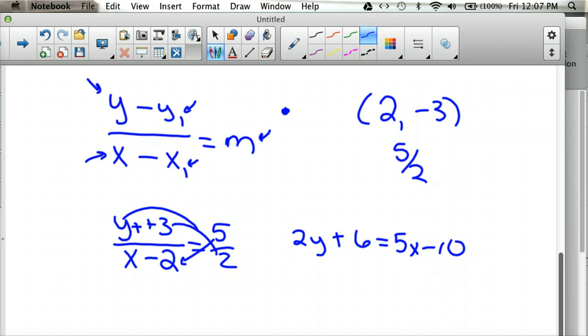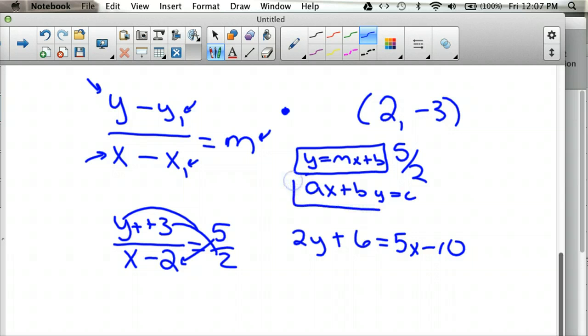And now you have a choice to make. You can either solve it for y, or you can put it in standard form. Standard form is ax plus by equals c. So let's just put it in standard form. Or you can get y by itself. Well, maybe I'll do both so that we can match that first one. y equals mx plus b is slope-intercept form. This is standard form. So standard form would be putting the 5x left.